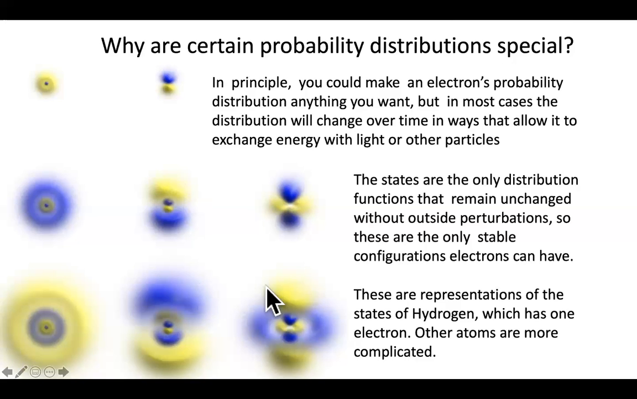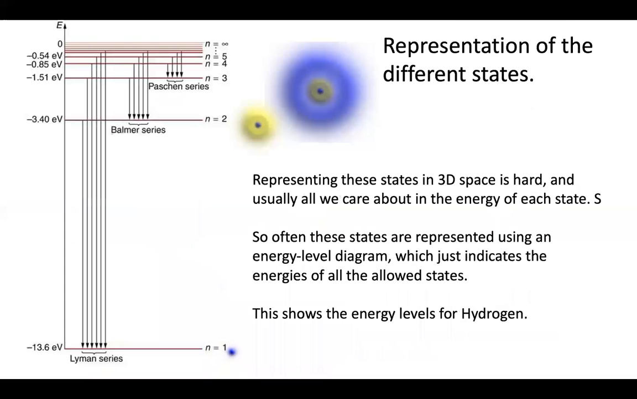So, but these are the allowed things, and each one has an energy. And this gets to how we represent these states. In principle, we could just draw them like we did, but that's really hard because what I'm drawing here are kind of weird projections of a full three-dimensional distribution function, it's really hard to draw properly. And different people do it different ways, and it's awkward.